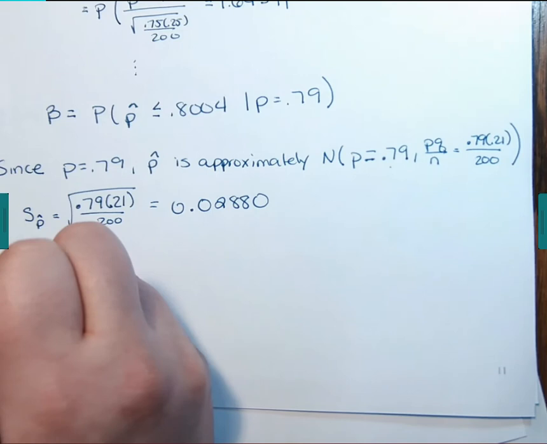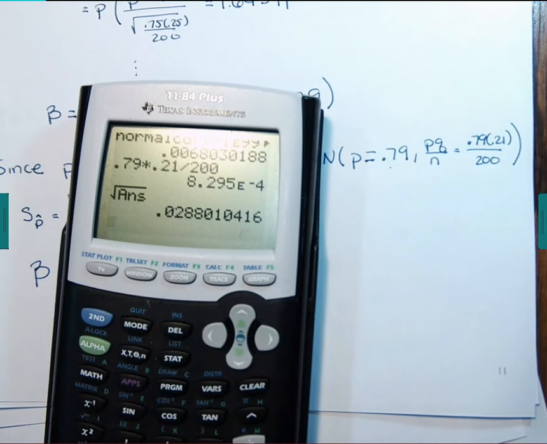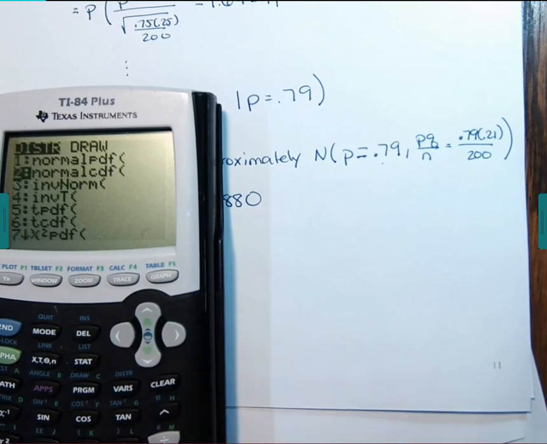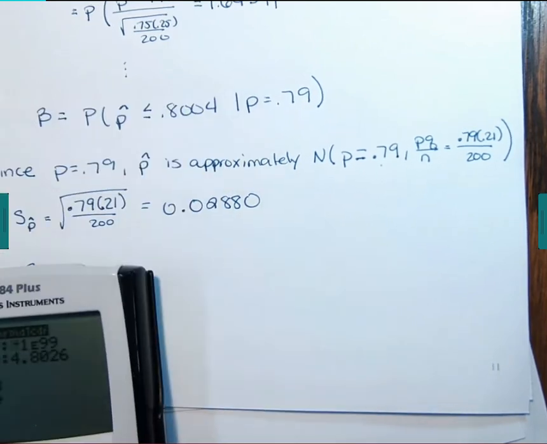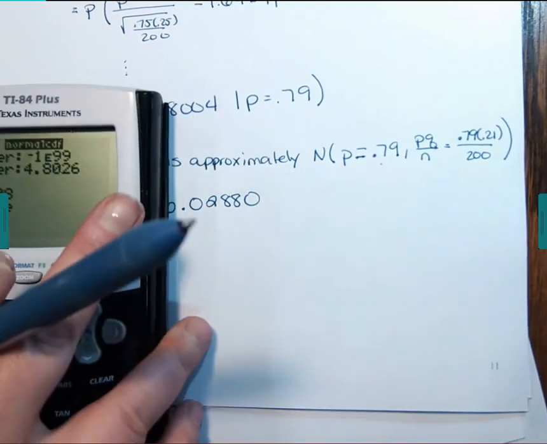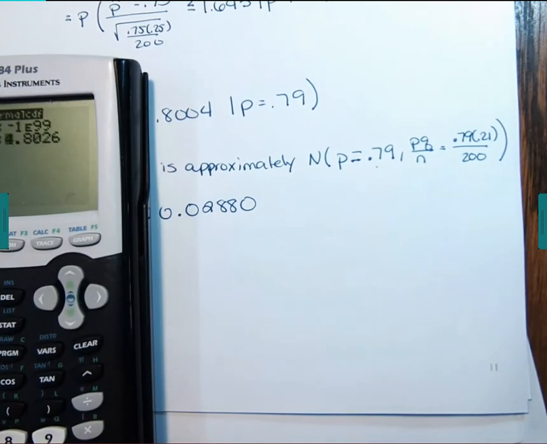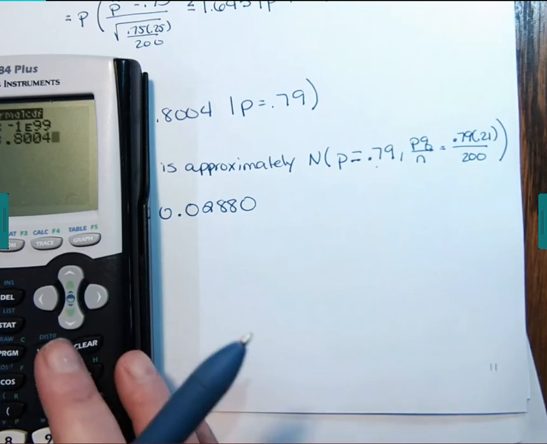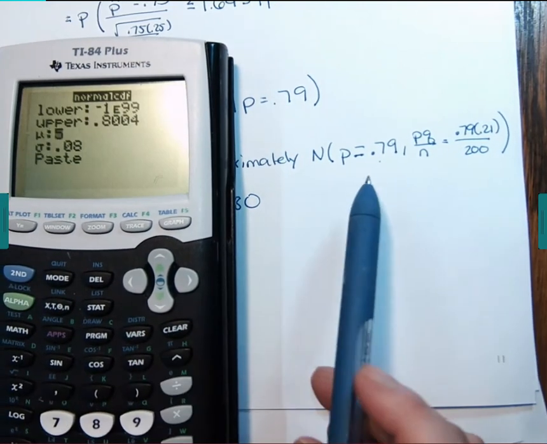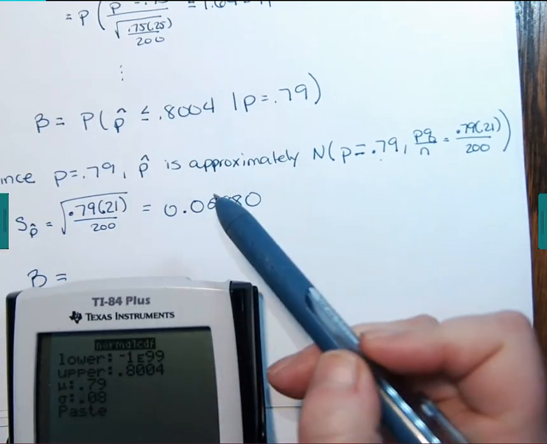So in this case, to find beta, I'm going to go to my calculator. I'm going to click on second distribution, normal CDF. Now this time I'm interested in the probability that p hat is less than 0.8004. So I'm still going to have the lower tail as negative infinity, but now my upper tail is going to be 0.8004. The mean of this sampling distribution, assuming that the alternative is true, is going to be 0.79. And then the standard deviation is the value that we found right here.